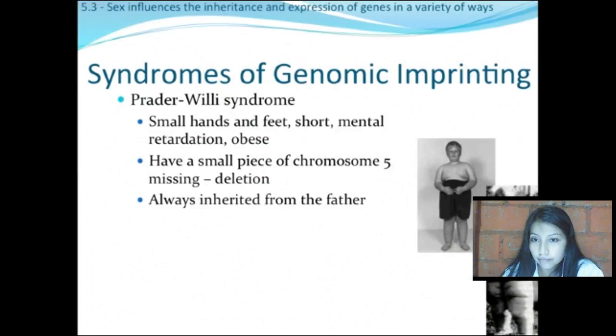you're going to have very small hands and feet, be very short, and have severe mental retardation. They also tend to be heavier set or obese. And what ends up happening with these individuals is that they have a small piece of chromosome 5 that is actually missing. So it's a deletion, and that deletion is always inherited from the father.